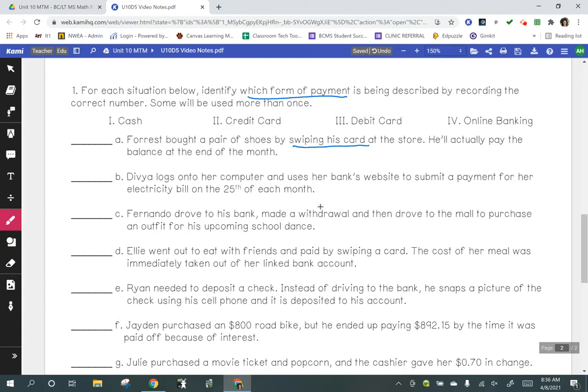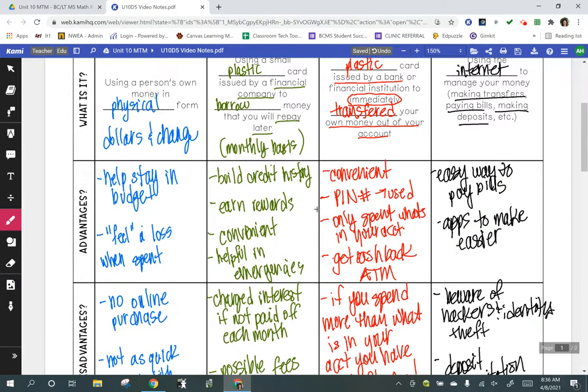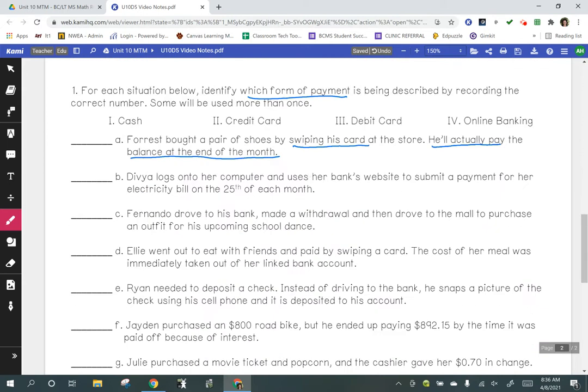We don't know which store. He'll actually pay the balance at the end of the month. So if we're talking about the end of the month, is it directly coming out, or is it on a monthly basis? It's on a monthly basis. So this one would be credit card. And I'm just going to use numerical numbers.